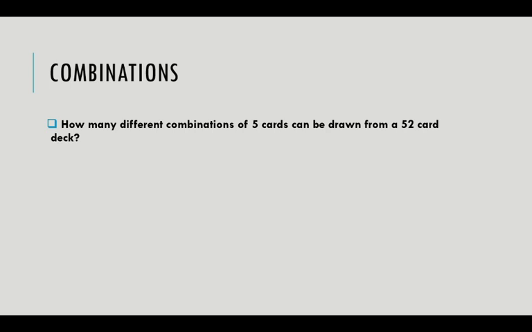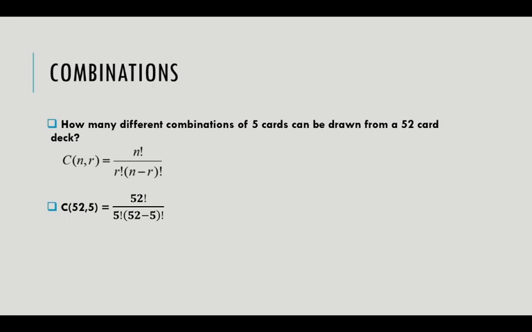So how many different combinations of 5 cards can be drawn from a 52 card deck? Well, we know our N, 52. We know our R, it's 5. So using our equation, we can plug in here for N and for R. So we want the combination of 52 and 5.